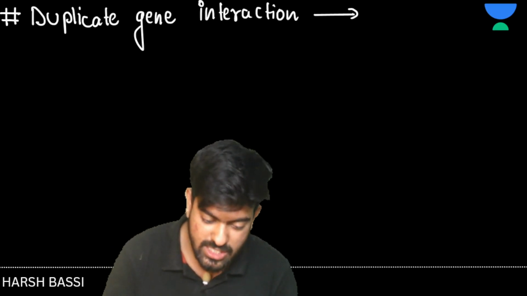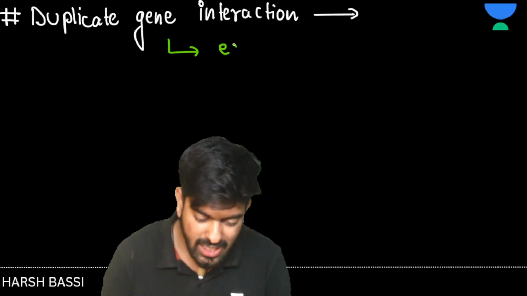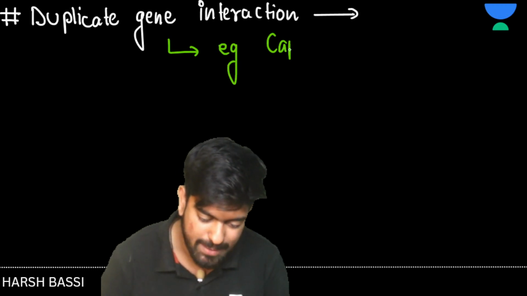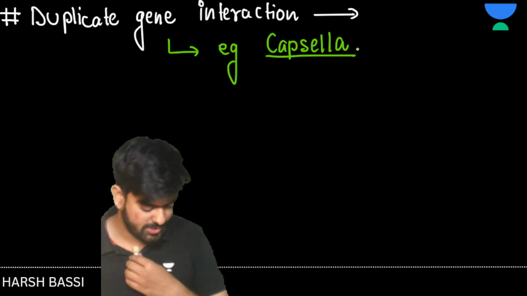So this duplicate gene thing is found where? It is found in the Capsella. Example is Capsella, Shepherd's purse, you know? Shepherd's purse.